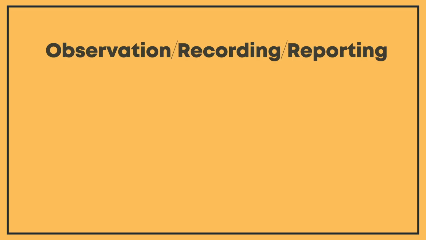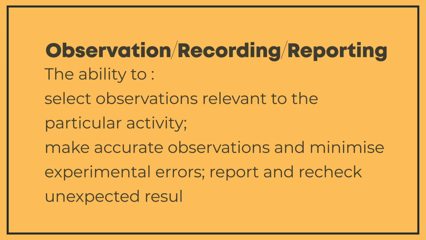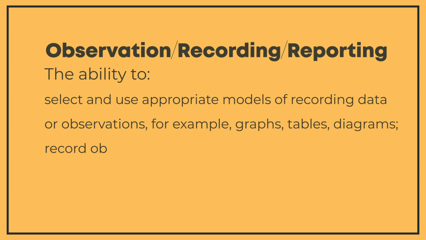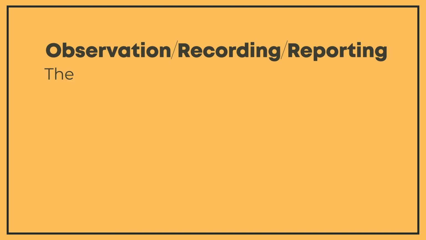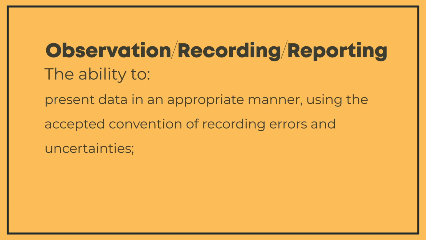For the observation, recording, and reporting aspect of it, you need to make sure that you make accurate observations, minimizing experimental errors. You need to make sure that you are able to represent the data appropriately. So is it going to be a table? Is it going to be a graph? Is it going to be a drawing or a diagram? So you have to make sure you choose the most appropriate method of data representation. You need to also make sure your calculations are on point. They should be accurate, making sure your units are present.